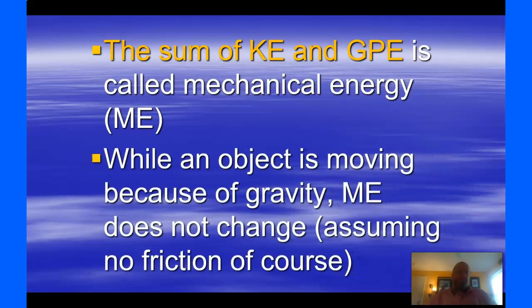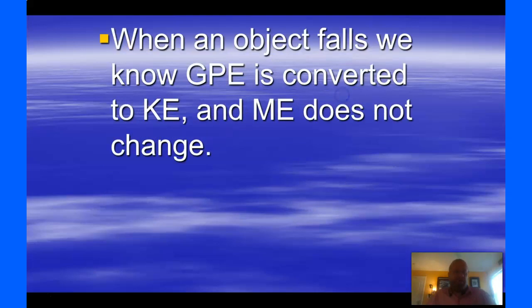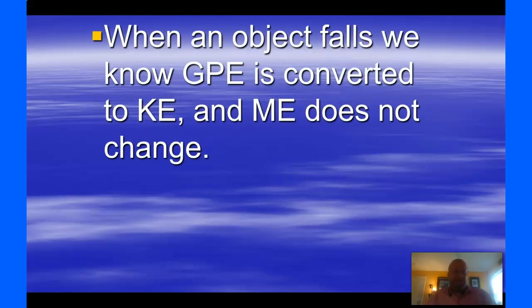While an object is moving because of gravity, not anything else, mechanical energy does not change. It's not just falling we're talking about, we're also talking about swinging as a pendulum. It's only moving because of gravity. Let's get to that, shall we? Let's apply mechanical energy to two situations that are drawn in there for you. So when an object falls, we know GPE is converted to KE and ME does not change until it hits the ground and is changed into something else.